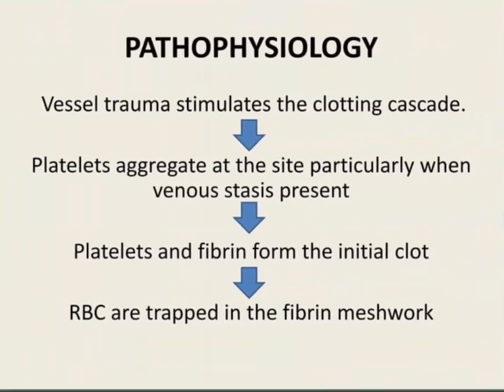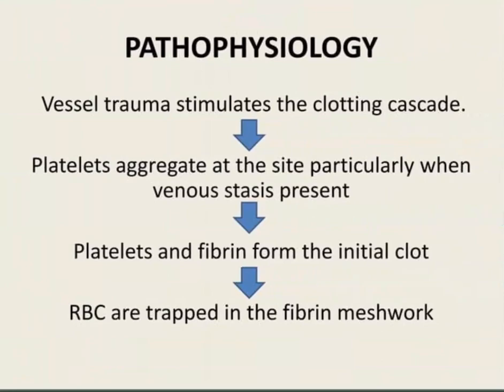The other thing that we can talk about is the pathophysiology. According to the three factors we've talked about, all those three factors can contribute to a patient developing a clot. When there's endothelial damage, venous stasis and a hypercoagulable state, the platelets aggregate at a particular site. When the platelets aggregate at a particular site, they form a fibrin meshwork, which is the initial clot.